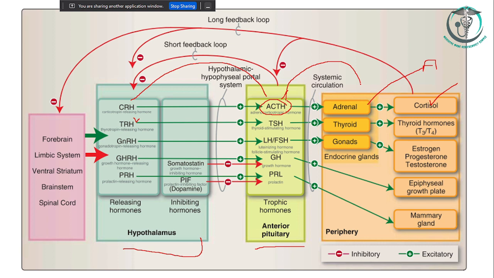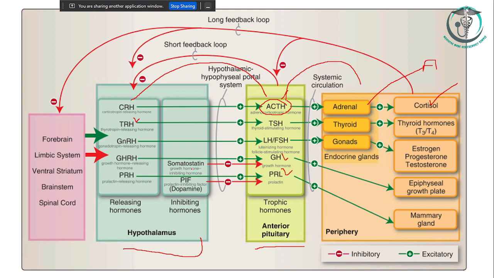Now I want you to pay attention to these two hormones, to say that there are other additional hormones coming from the hypothalamus that control these two hormones. They are called inhibiting hormones. There are my red arrows showing. Inhibiting hormones. There is somatostatin.